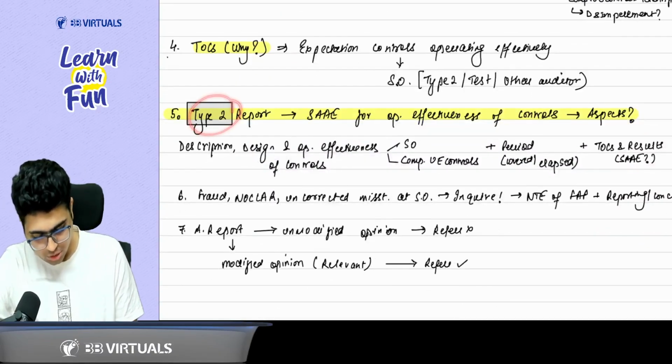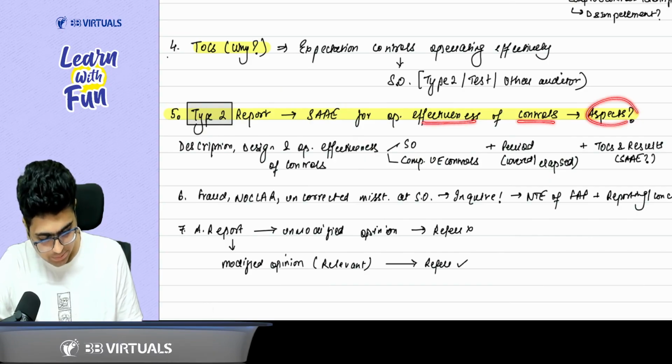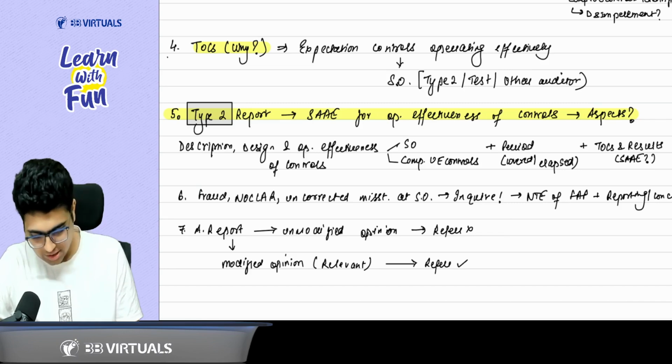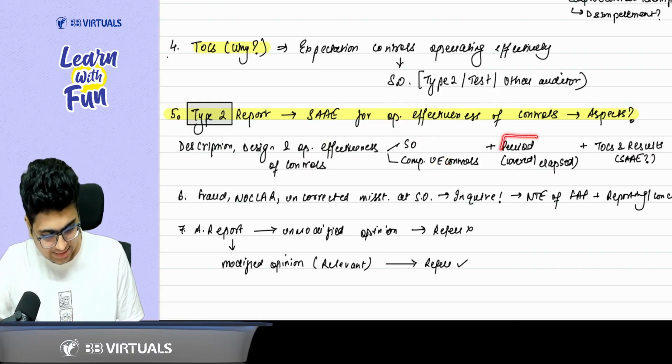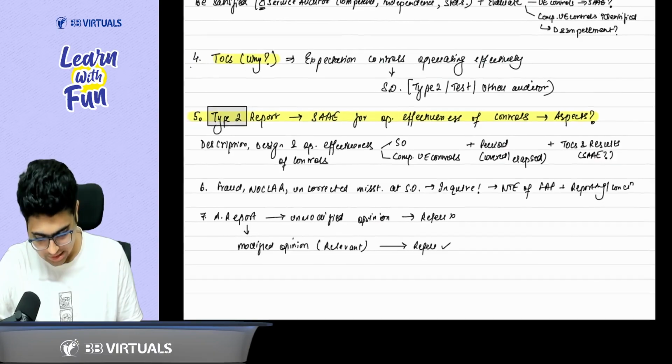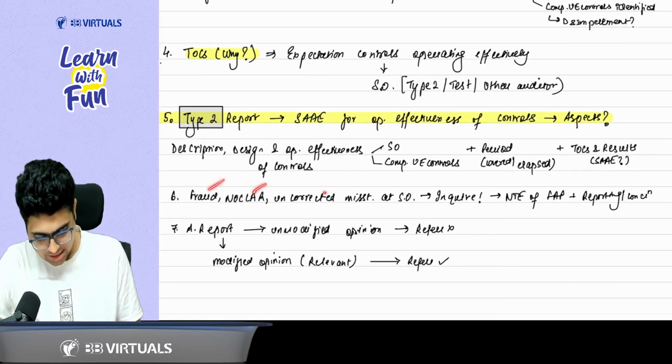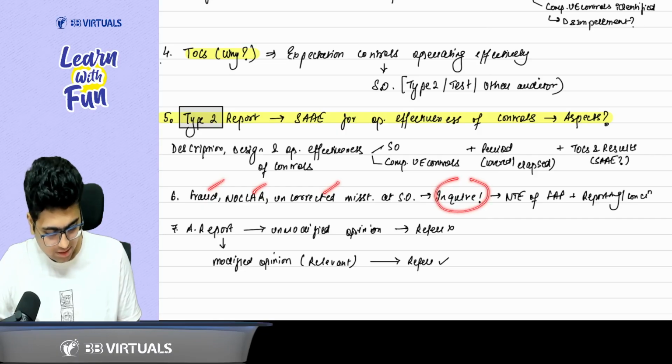Through the type 2 report, how do you get sufficient and appropriate evidence about the effectiveness of control? What aspects to consider? So first of all, description, design and operating effectiveness of control at the SO and complementary user entity controls. Then see the period covered and time elapsed since the date of TOC and results, whether they give sufficient and appropriate evidence. Fraud, non-compliance, uncorrected misstatement, inquire about the same. Consider the impact on your further audit procedures, reporting and conclusion.